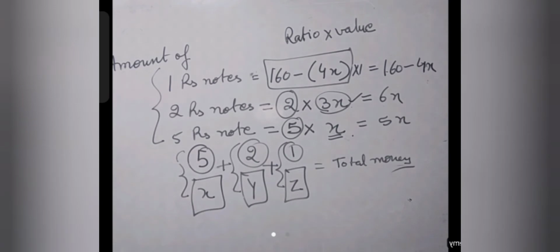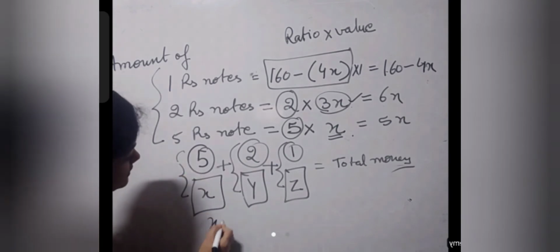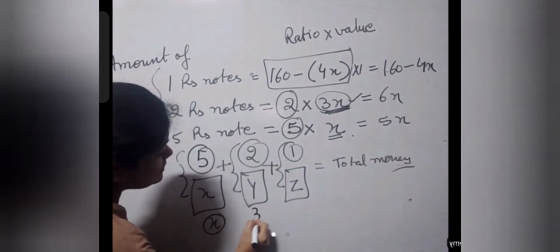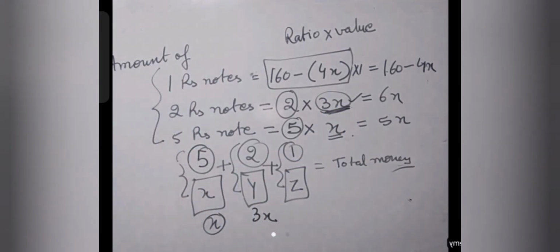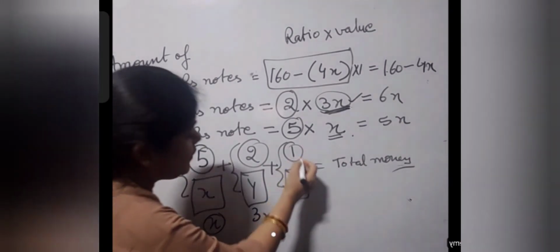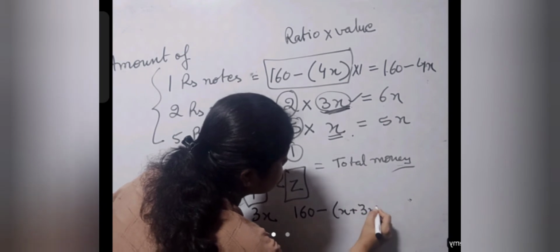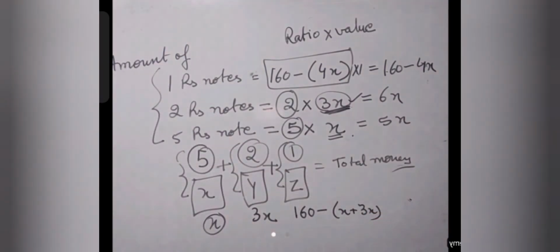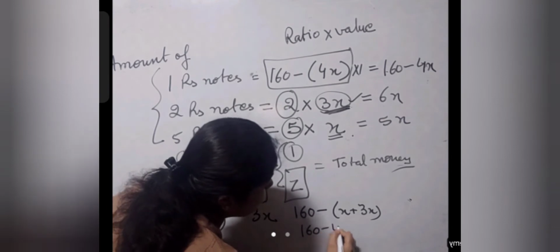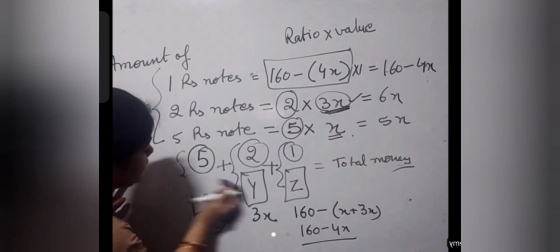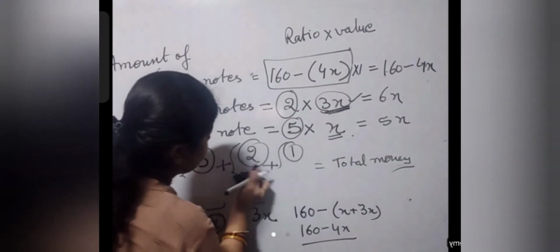Clear? So here I will frame this as x. For 2 rupees coins, what do we get according to the condition? 3x. Now for 1 rupee coins, what do we get? 160 minus x plus 3x, which is 4x. So we get 160 minus 4x.